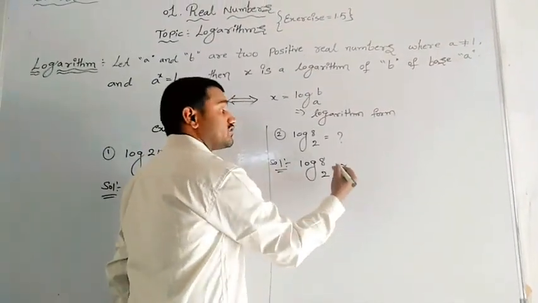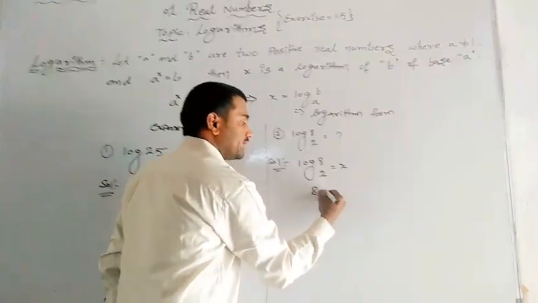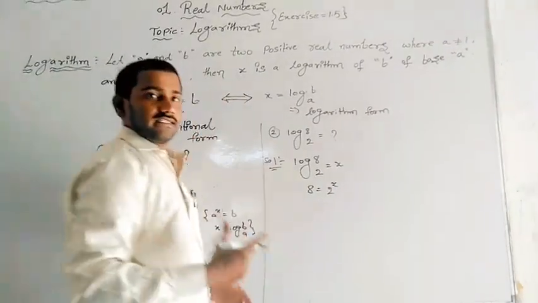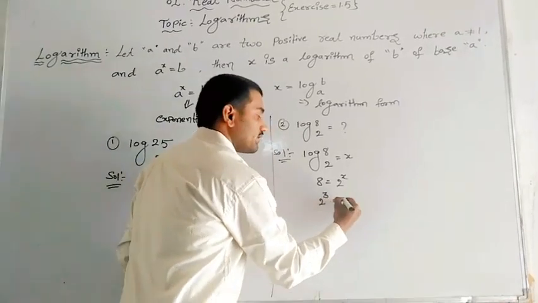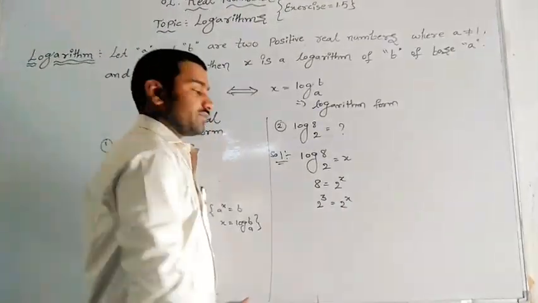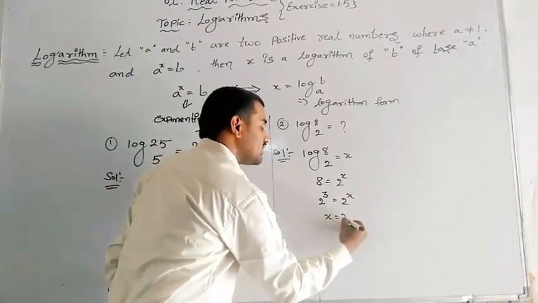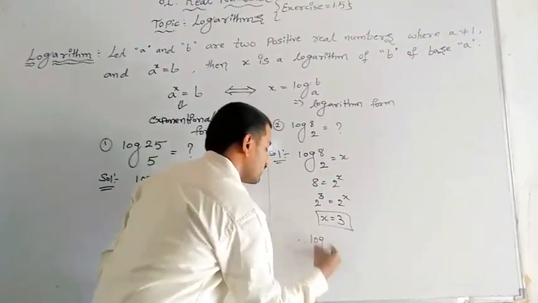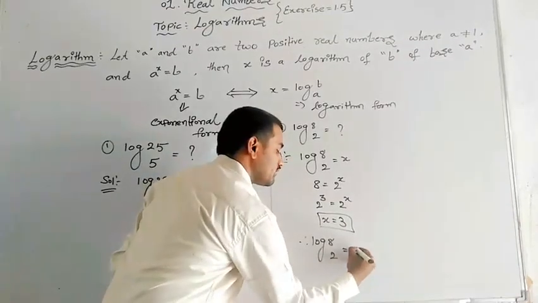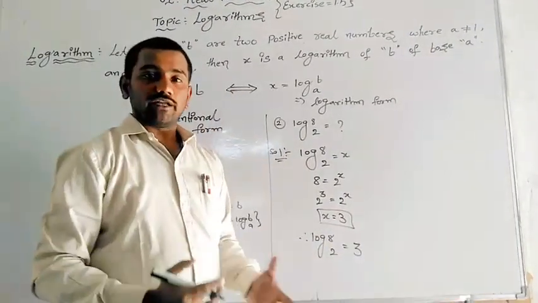Then let us change it to the exponential form. This 8 you write here, then this is 2 to the power of x. This 8 can be written as 2 to the power of 3. So here 2 to the power of x. When bases are equal, then exponents are also equal. Then x equals 3. Therefore, log 8 base 2 equals 3.